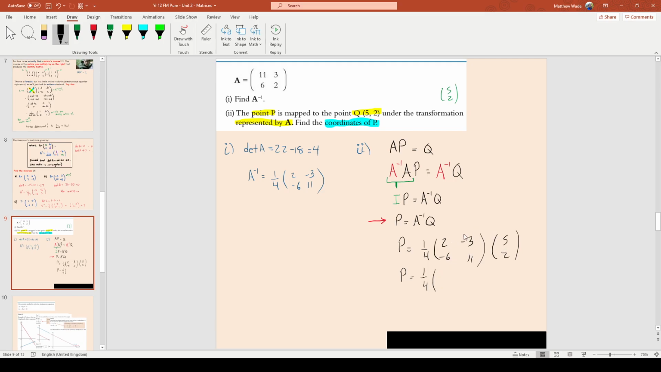2 times 5 is 10, take away 6, which is 4. And then here we're going to get minus 30 plus 22, which is minus 8. Now we're going to put the quarter back in because it's just a scalar, it affects all of the elements. So this is just going to be 1, minus 2. Now it was on about a point, and we've got the answer as a matrix. So that means that P is actually the point 1 comma minus 2. So if you were to take the point 1, minus 2, and apply this transformation to it, you would end up with Q, which is 5, 2.